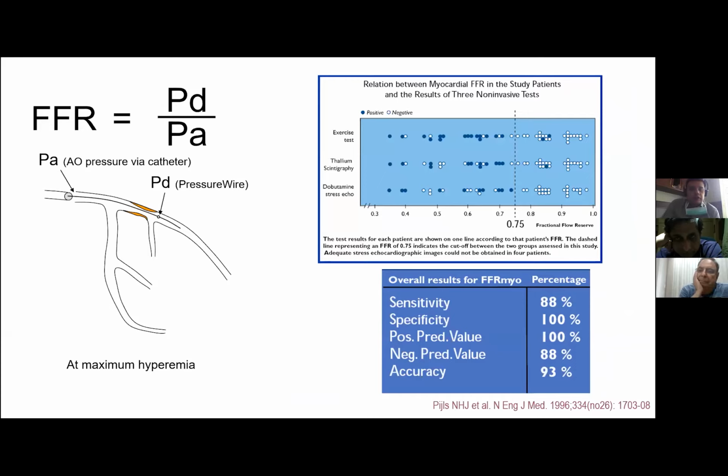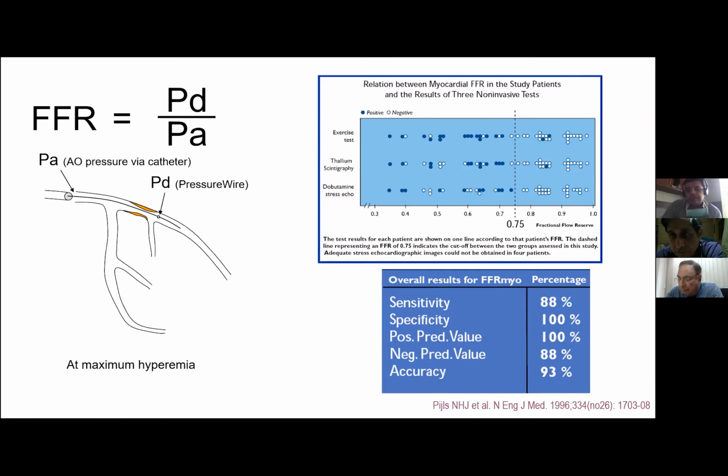Now, fractional flow reserve is defined as the ratio between Pd, that is the pressure distal to the stenosis, and Pa, the pressure proximal to the stenosis, at maximum hyperemia. All big things have small beginnings. It was the same with FFR. Nico Pijls published his paper in 1996 after just 45 cases in which he did an exercise stress test, which was a bicycle ergometer at that time, a thallium scintigraphy, and a dobutamine stress echo, and found that using a cutoff value of 0.74 to 0.75, myocardial ischemia could be reasonably well predicted with an overall accuracy of around 93%. So this was the first major paper to come out on FFR.